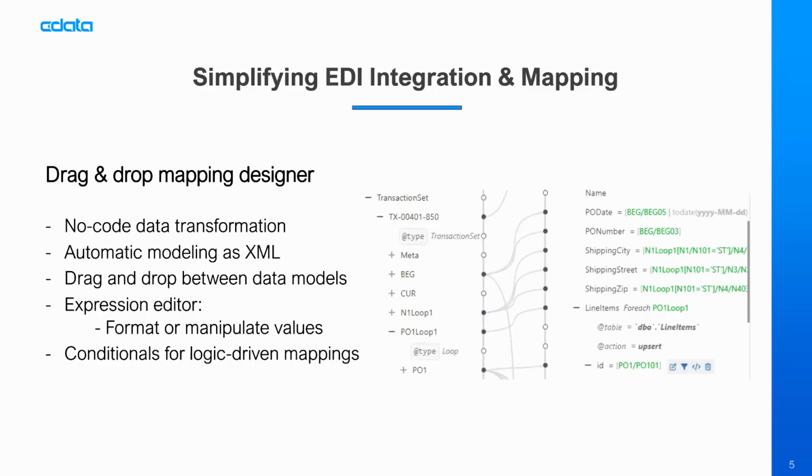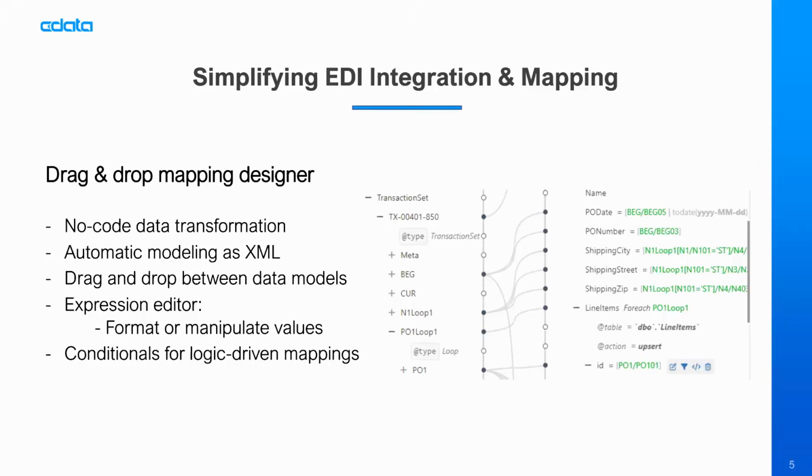We first automatically model all of your data, including EDI data, as XML. So you don't have to do this yourself. This is something Arc does. But once it's modeled as XML, that allows you to simply drag and drop elements between the source XML and the destination XML to create a mapping relationship.